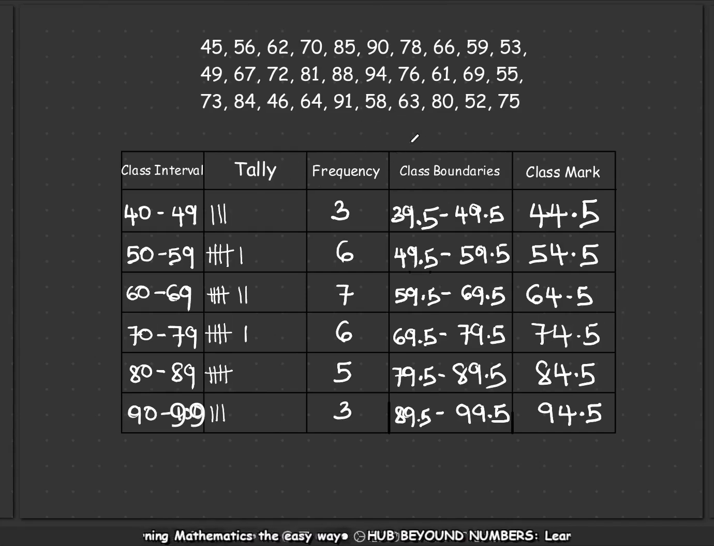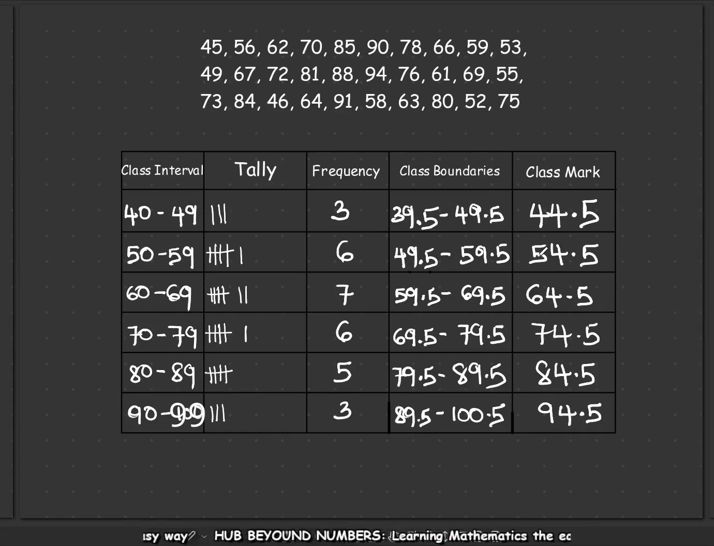Let me give a quick overview. We need our class intervals, which we've done in the previous video. Then you come for your tally, your frequency, then your class boundaries. How did we say we get the class boundaries? 0.5 minus the lower limit, 0.5 plus the upper limit. So with that in mind, we had 40 minus 0.5, 49 plus 0.5, and we did that for all till 90 minus 0.5, and then 100 plus 0.5. Then we get our class mark by adding the upper and the lower, then we divide by 2.